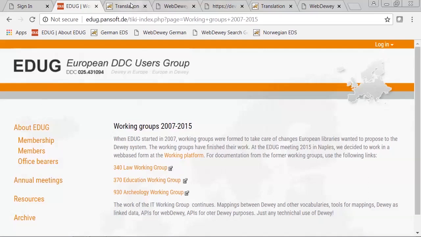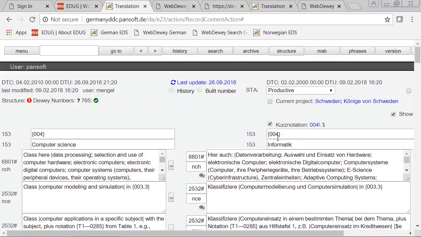So first thing I would like to show is the concept we needed for the German team to support German term Kurznotation, which is like short notations. So for the automatic classification, the idea is to not use the fully qualified Dewey numbers and use instead shorter numbers, to make it easier for the automatic algorithms to find good Dewey numbers.